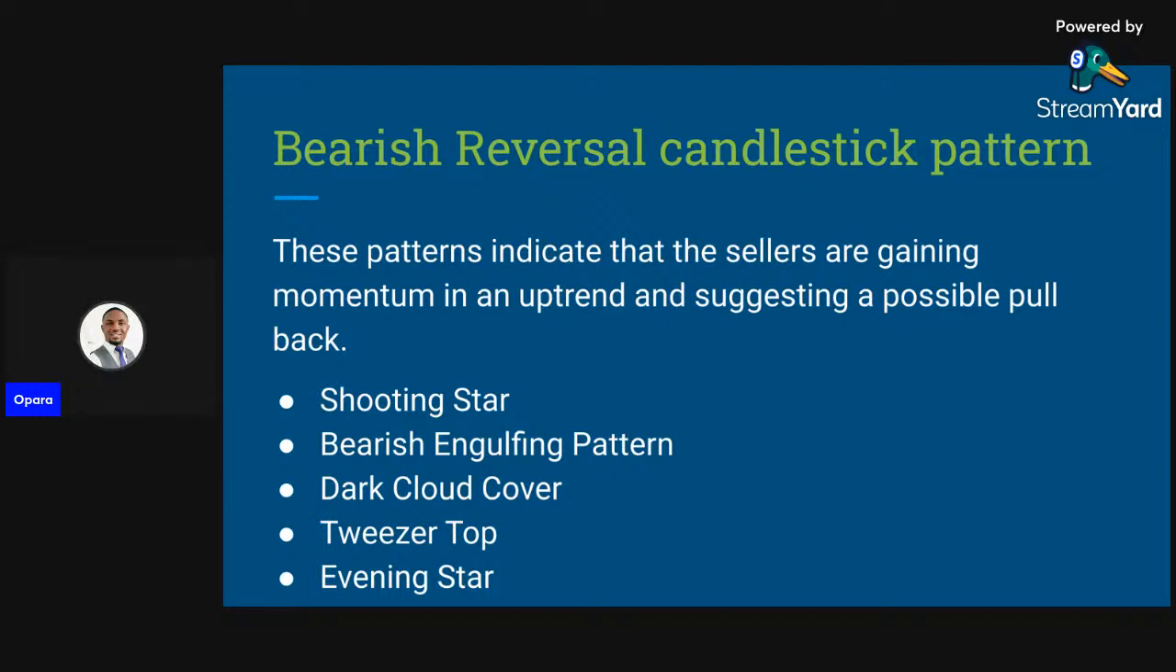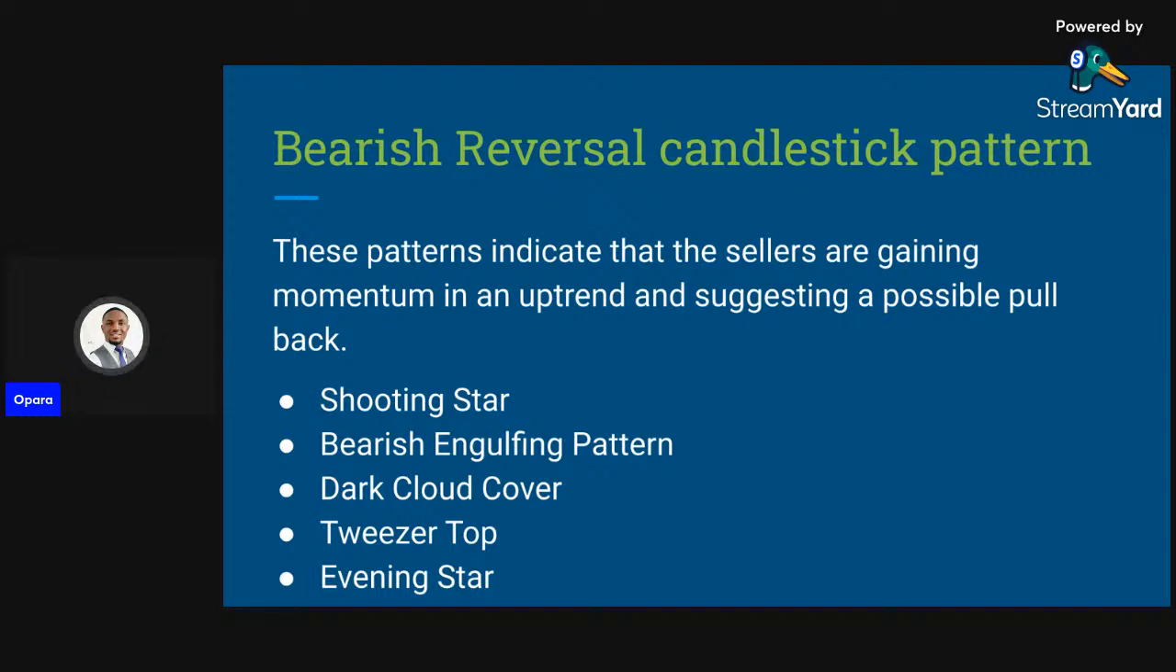So now what are the types of bearish reversal candlestick patterns that we have? We have number 1, shooting star. We have the bearish engulfing pattern. We have the dark cloud cover. We have the tweezer top. We have the evening star. Now, these are just the most common ones.